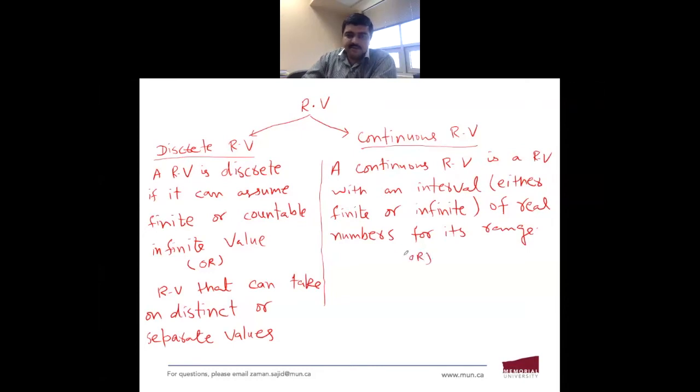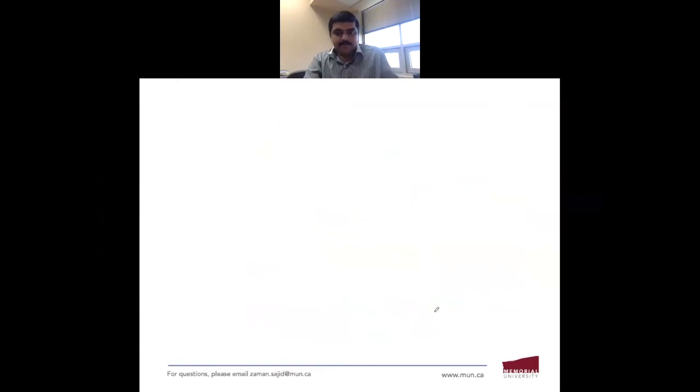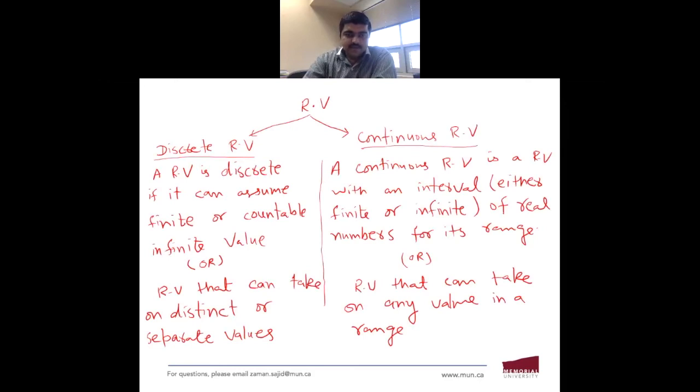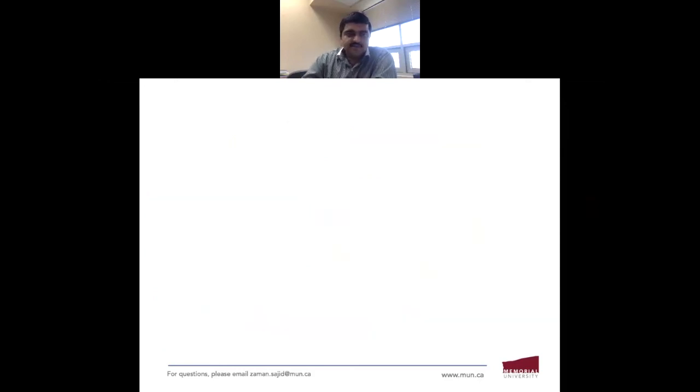Or I can say in layman's language, a continuous random variable is the random variable that can take on any value in a range. Okay. Now let's take some examples.